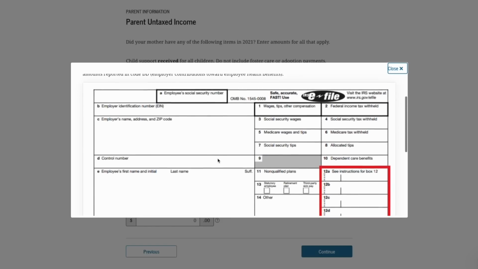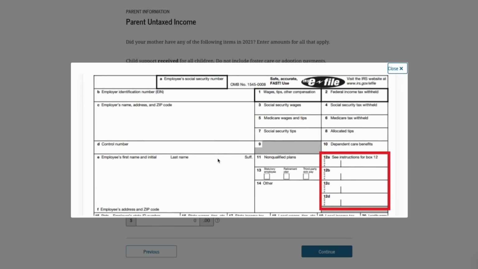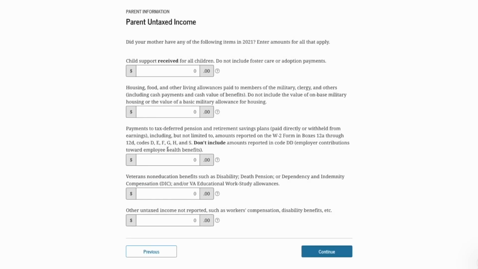Any numbers that have the codes D, E, F, G, H, or S should be reported here and added together. However, if there is a code DD in this section and there's an amount next to it, we do not want to report that. You will only report the codes that are listed here.